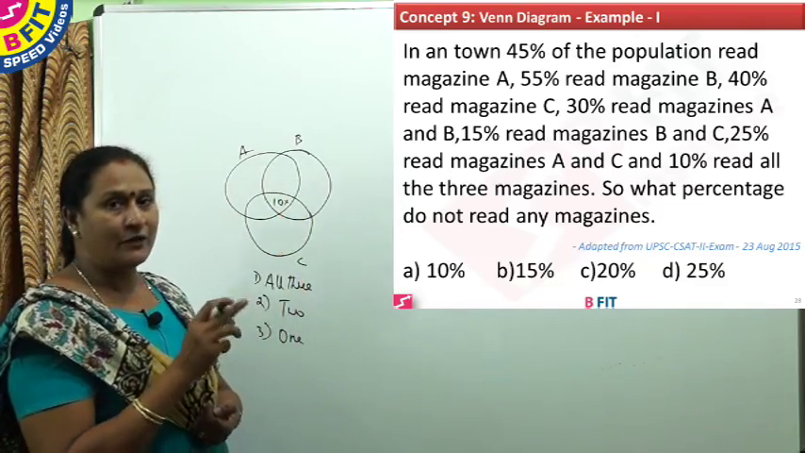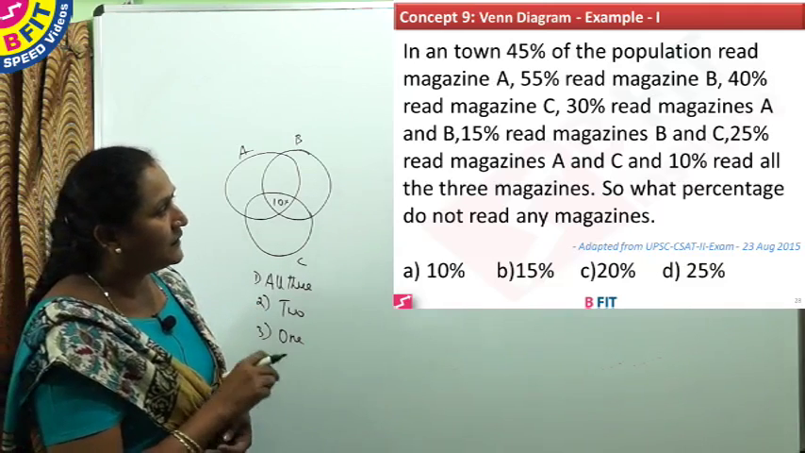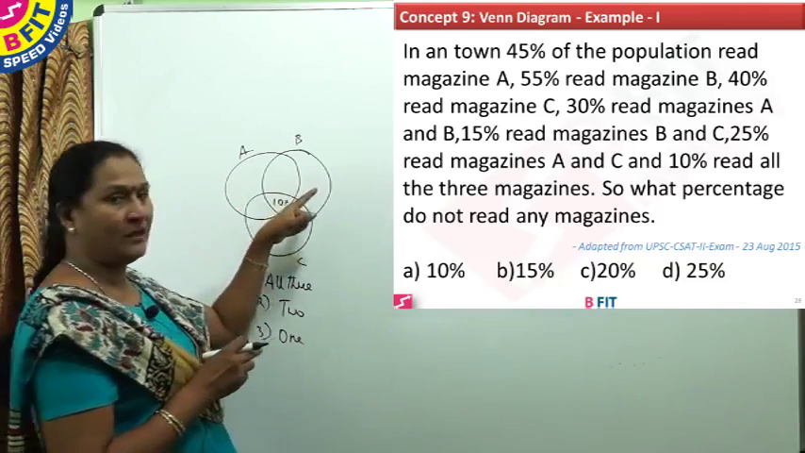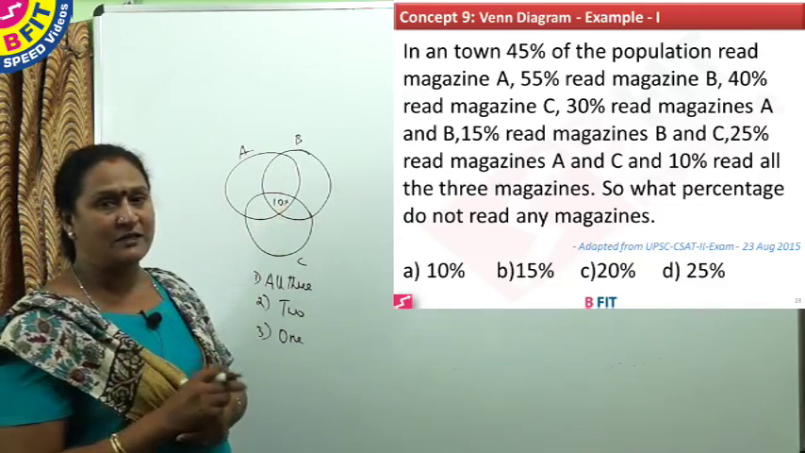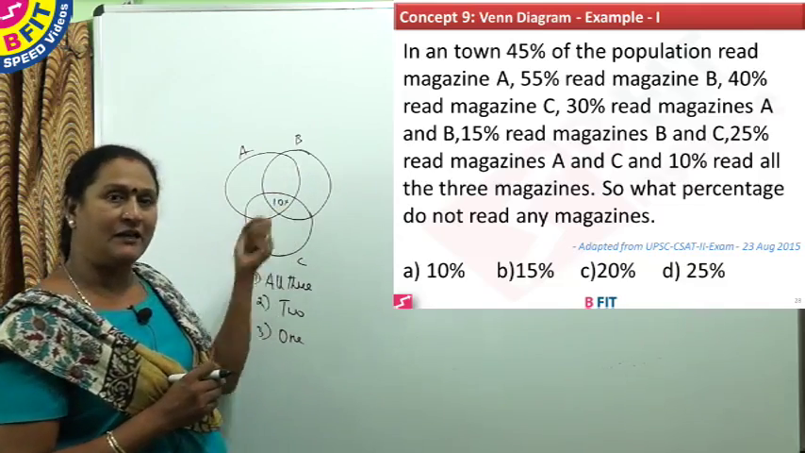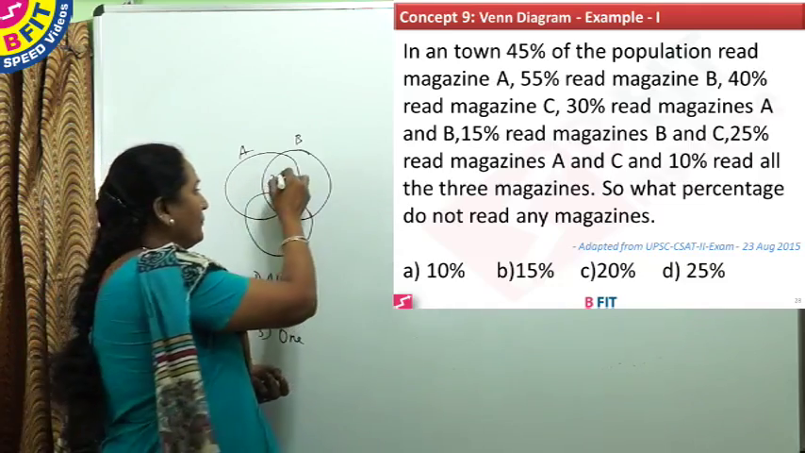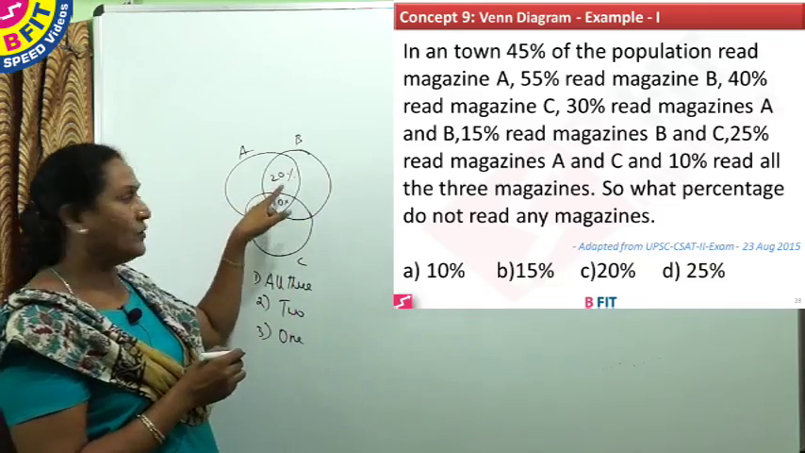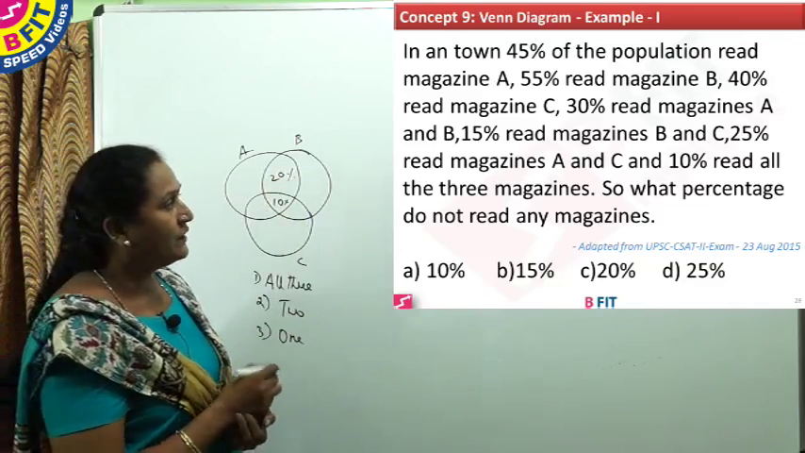And now come for the detail of 2 magazines. So we have the detail 30% read magazines A and B. So A and B who read is this part. So in this part we should have 30%, but already we have written 10%. So subtracting 10 from 30, 20% of the people are in this region. So here total 30% read A and B.